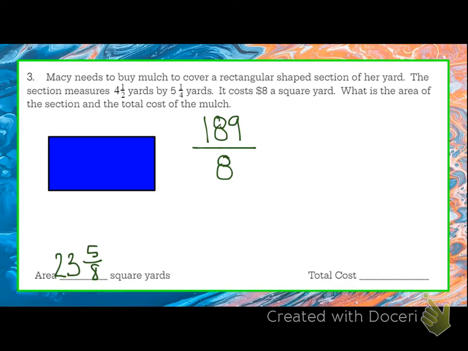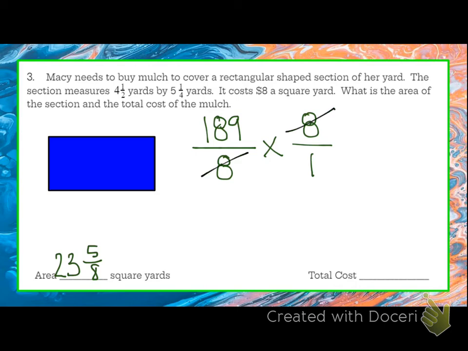So if we're going to figure out the total cost, we have to take the area and we're going to multiply it by the cost. So again, right away, if I know that it's $8 a square yard, I'm going to make it 8/1 because again, it has to be written in A/B form. So when I look at this problem, again, I know that I want to try to simplify ahead of time.